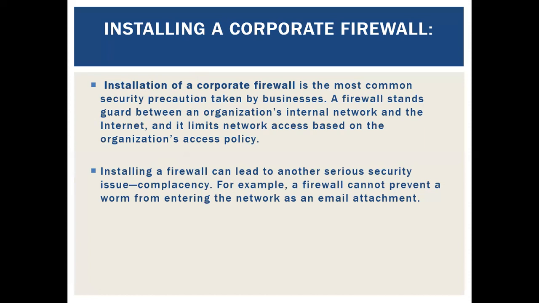But again, I'm talking about prevention: no organization is ever completely secure from attack, because installing a firewall can still lead to another serious security issue. What is this? For example, a firewall cannot prevent a worm from entering the network as an email attachment. Even if we do not open the email, it will arrive in our organization's internal network, and whenever we open our private email, the worm will be attached and become harmful to the system. So the firewall cannot prevent a worm from entering the network as an email attachment.